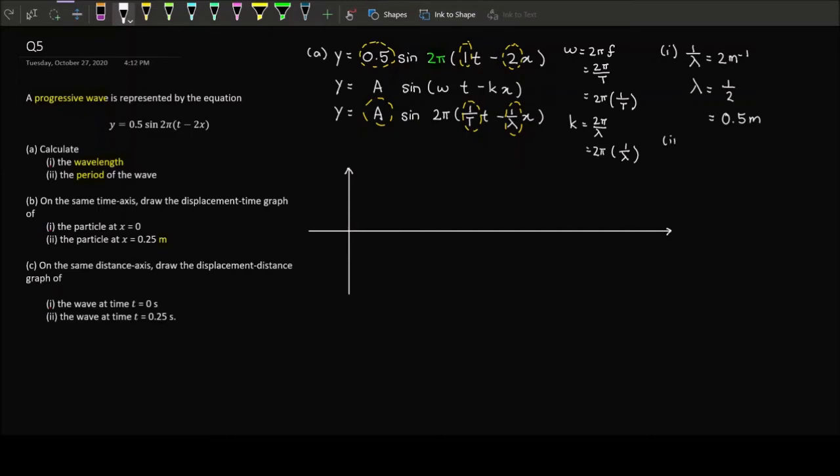Number 2, how do you find the period? Well, it's the same procedure again. 1 over period is equals to 1. This one is omega. You can call it radian per second. Oh, there's no radian already. You factorize out the 2 pi. So it's 1 per second.